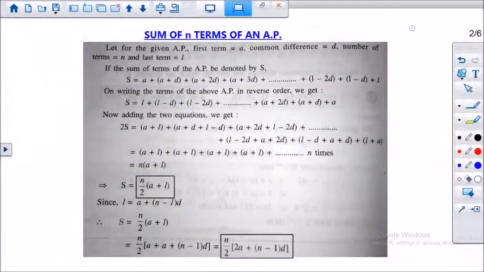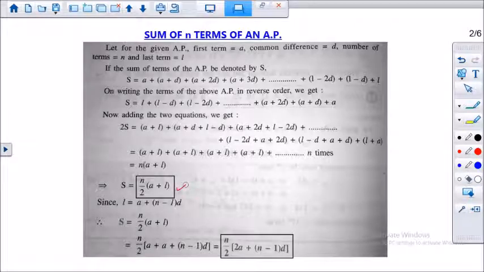Hello students, this is my second class on the chapter AP. In the previous class, we learned how to find any term of an AP. Here, we have to see how to find the sum of n terms of an AP. For this, we have to see two formulas.